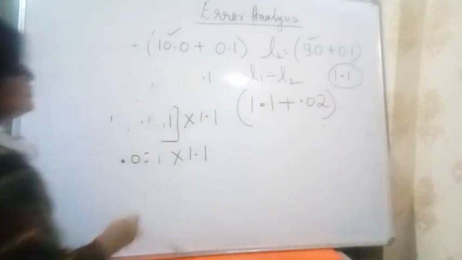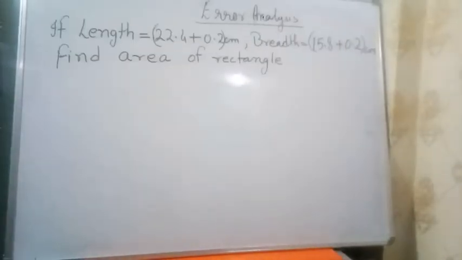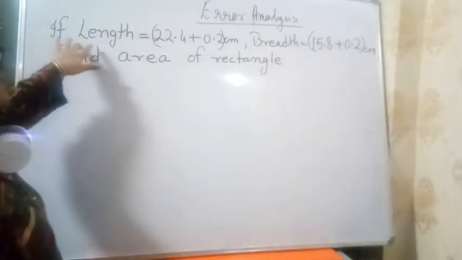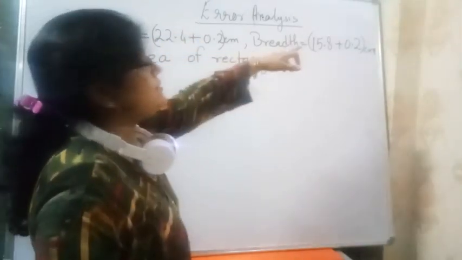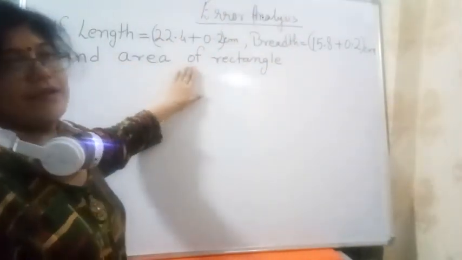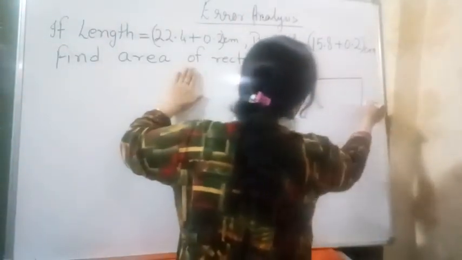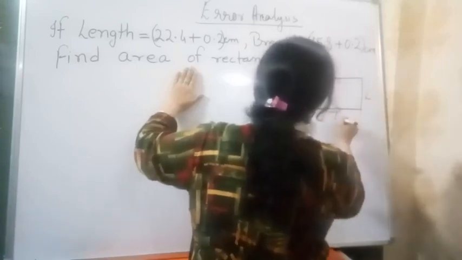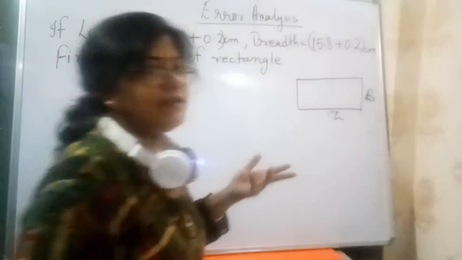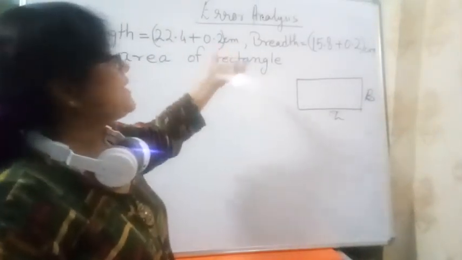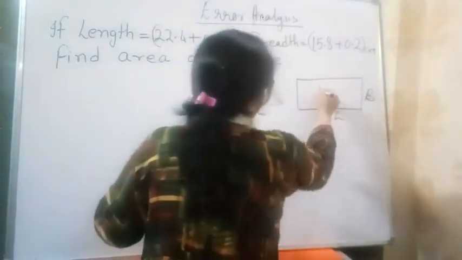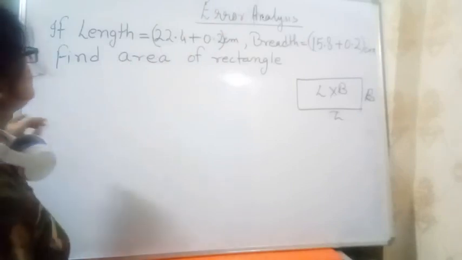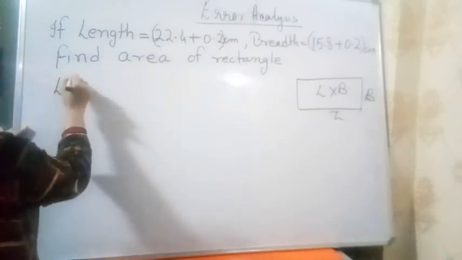Okay, I am going to take another question. You just write it down. Now see a question on the blackboard. If length is this and breadth is that, find the area of the rectangle. That means there is a rectangle which has some length and breadth. Anything you can treat. You have to find the area of the rectangle. We know area of a rectangle is length into breadth. That means we have to multiply these two. Clear? Firstly, find L into B.